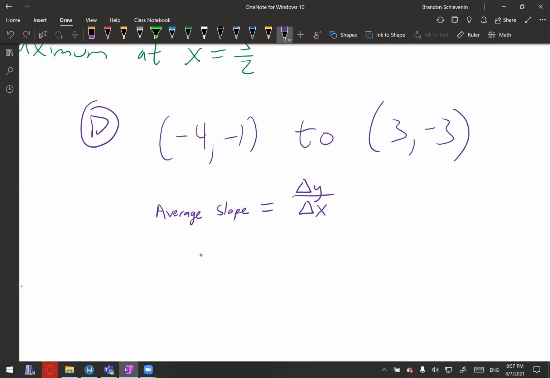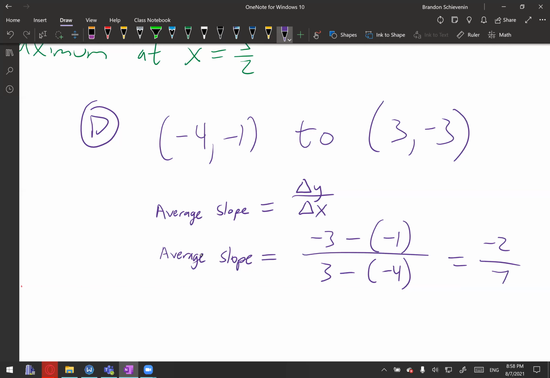Okay, NB, back to you. What should I write here? -3 minus -1 over 3 minus -4. Awesome. Okay, so this is -3 plus 1 is -2, over 3 minus -4 is 7. So I've got an average slope of -2 over 7. Okay, so that's the first part of this.